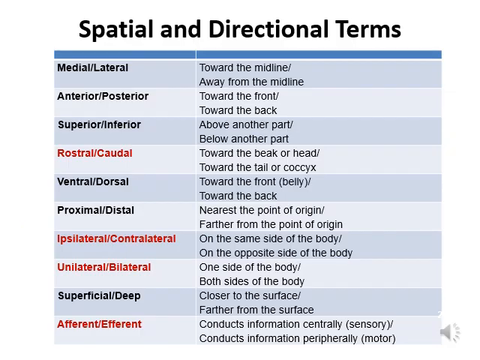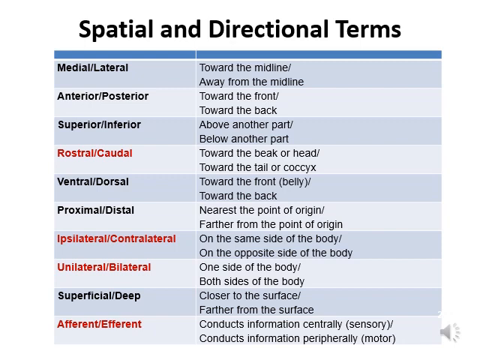Similarly, the brain also has these anatomical spatial and directional terms, like medial, lateral, anterior, posterior, superior, inferior, ventral, dorsal, proximal, and distal, and the superficial and deep structures. But we also have rostral and caudal. Rostral means towards the head, and caudal means towards the tail or coccyx.